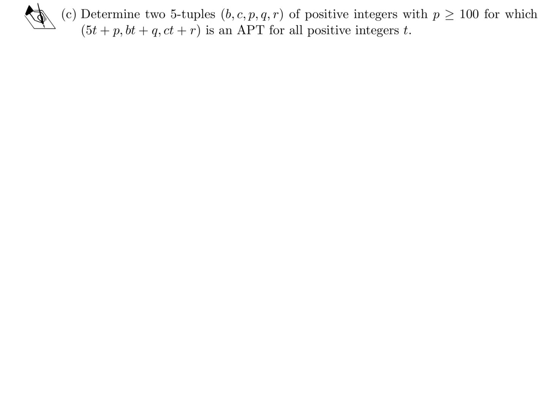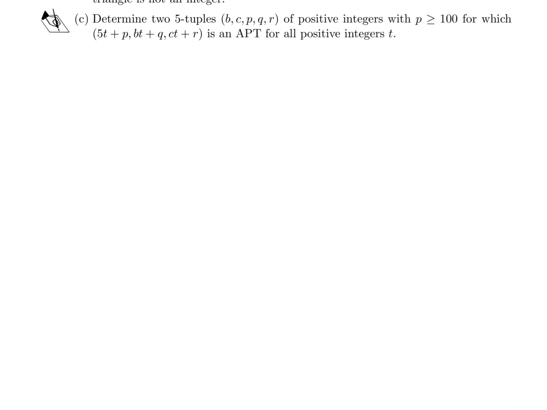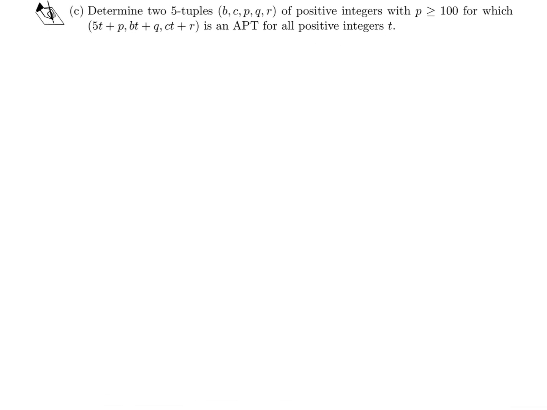Determine two 5-tuples (a, b, c, p, q, r) of positive integers with p greater than or equal to 100, for which 5t plus p, bt plus q, and ct plus r is an APT for all positive integers t. All right, well, from the definition of an APT, remember if it's a, b, c, it would be a squared plus b squared is equal to c squared plus 1. The basic definition of the APT.